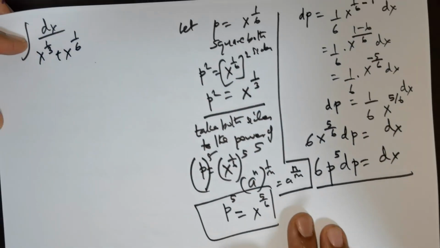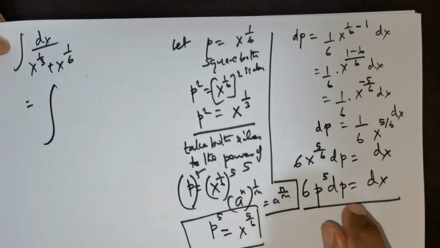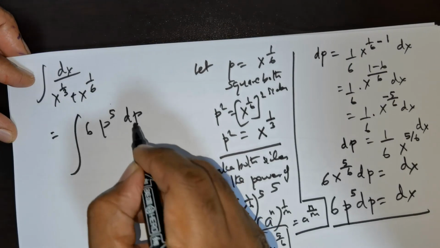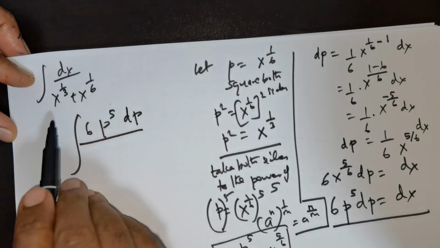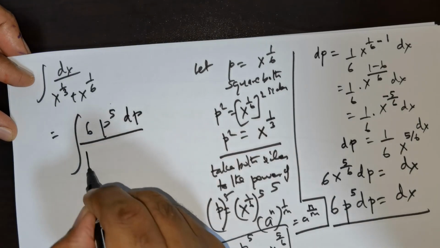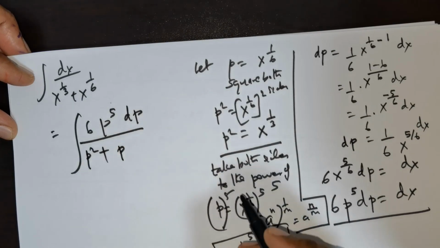Take this and substitute it here. So this is equal to, in place of dx I substitute 6 times p raised to the power of 5 times dp, divided by, in place of x raised to the power of 1/3 I substitute p squared. In place of x raised to the power of 1/6 I substitute p.